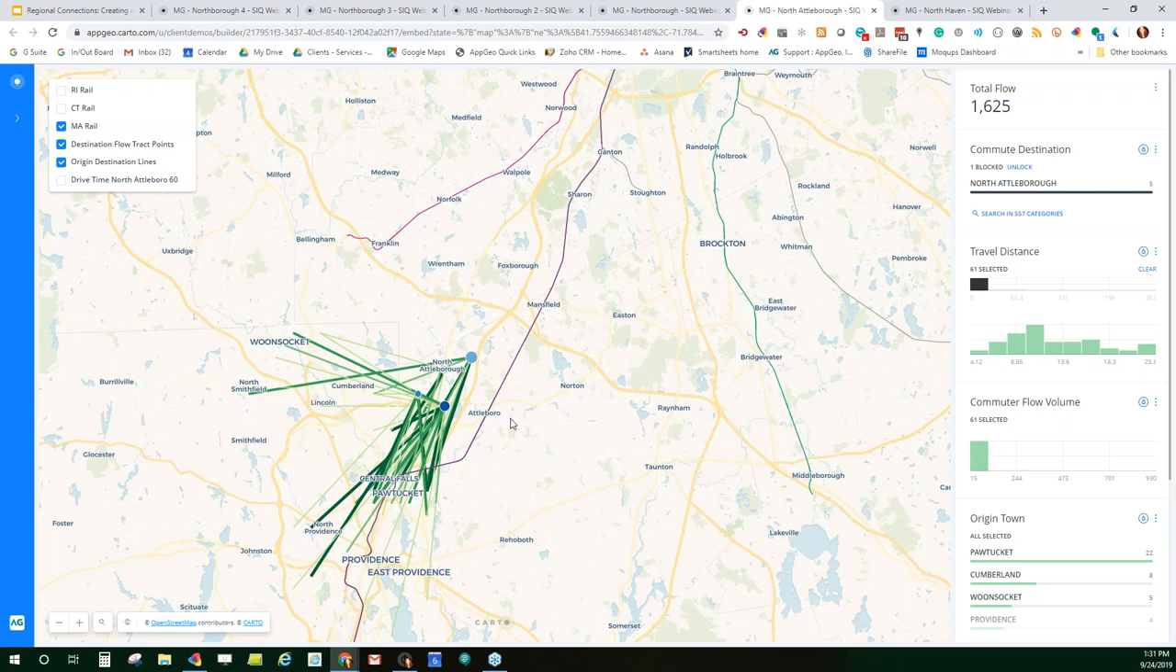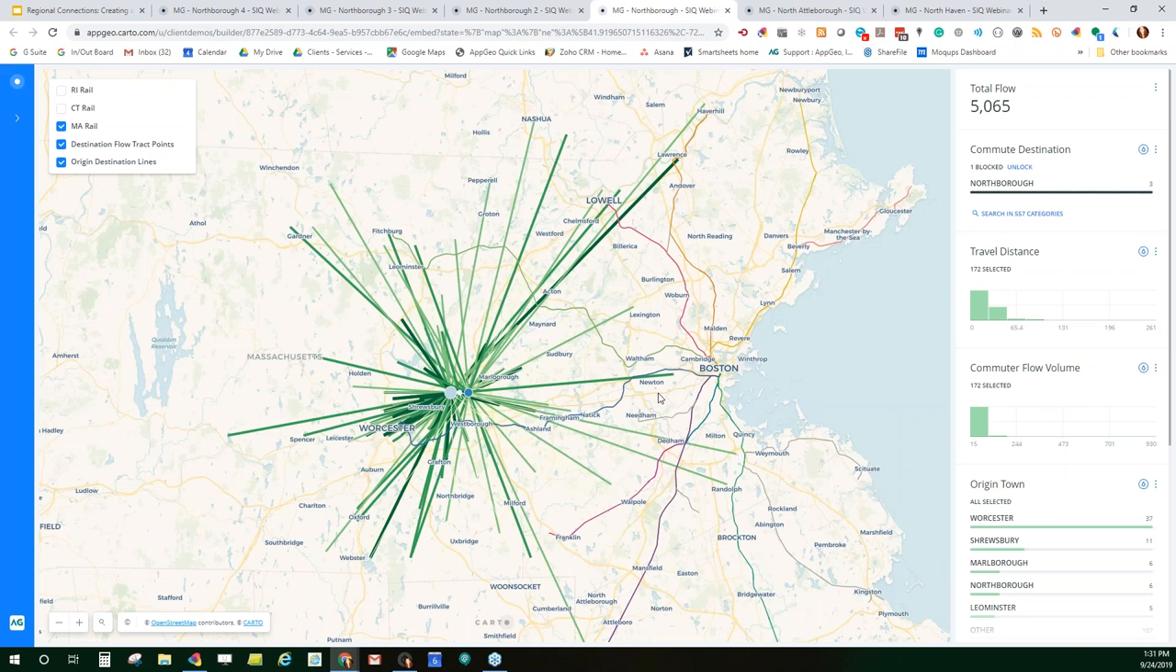Right, let's go over to the third town, Northborough, and look at their situation. So we have some folks coming from pretty far away. They're going from Haverhill and Lawrence. They're most likely traveling by Interstate 495, zipping down that. But then there's also folks coming from Boston doing the reverse commute. Maybe some of them are coming from the commuter rail.